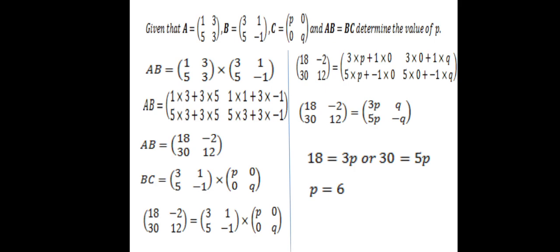Given that A is equal to 1, 2, 5, 3, B is equal to 3, 1, 5, negative 1, and C is equal to P, 0, 0, Q, and AB is equal to BC, determine the value of P. What we shall do, we shall multiply matrix A and B. After doing so, we multiply B and C.